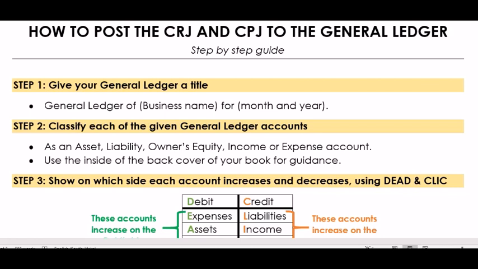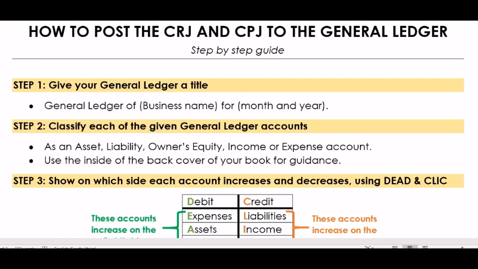Step 2 says classify each of the given general ledger accounts. Okay, so you have to go and classify it as either an asset, a liability, an owner's equity item, those would be only capital and drawings, an income or an expense account. And just a tip, if you do not know the classes of your accounts, which you should know, you have to use the inside of the back cover of your book.